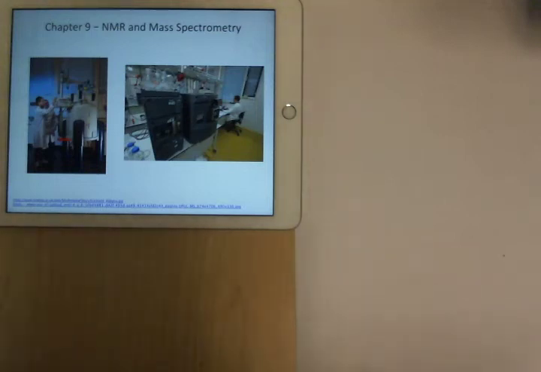Hello. We're going to be talking about Chapter 9 in Solomons. So this is having to do with NMR and mass spectrometry. This chapter is really going to be about how do we know we've made what it is that we think we've made. So NMR is used primarily to look for structure, so how are the atoms arranged in space? And mass spectrometry is used to determine the mass, the molecular formula for the compound.